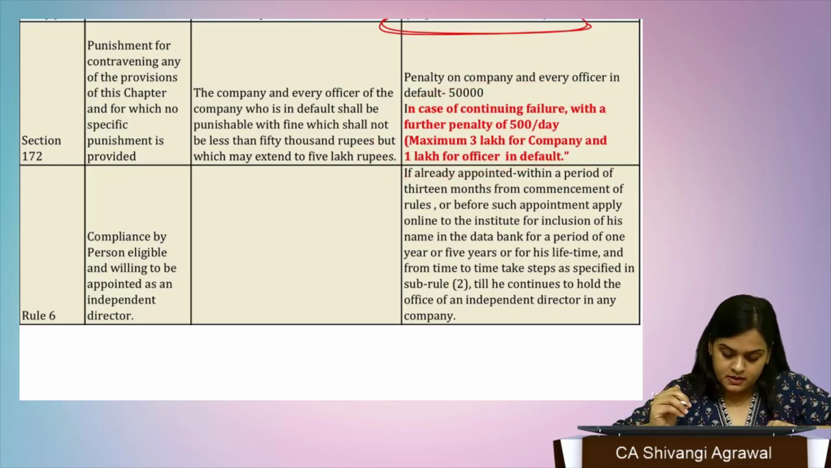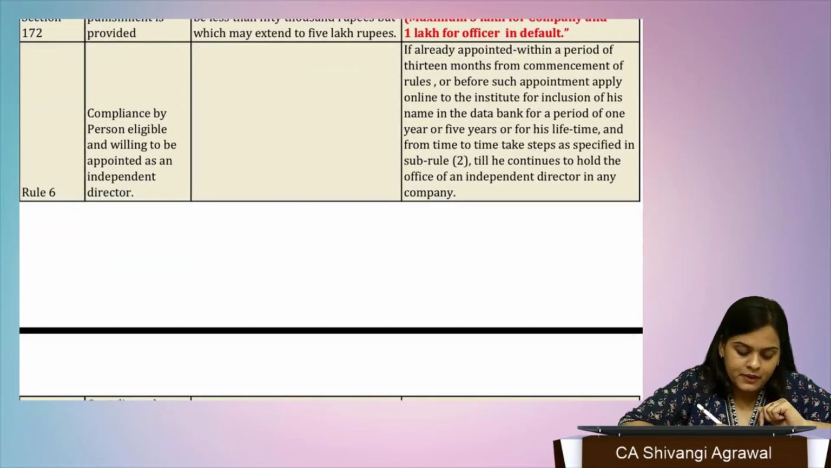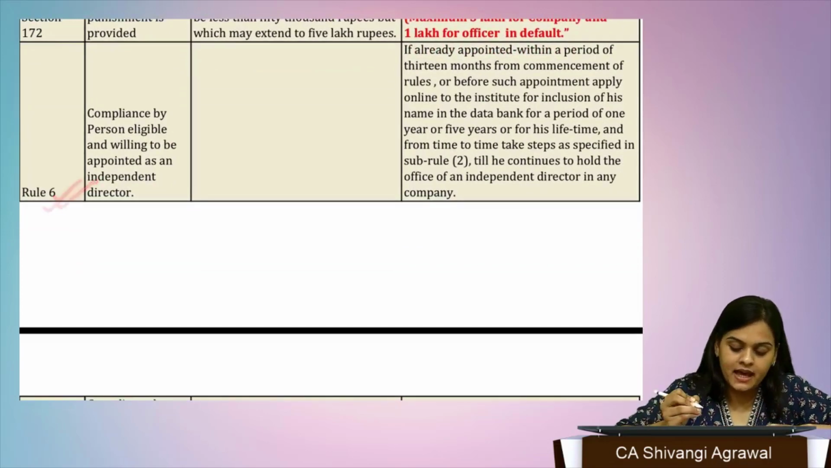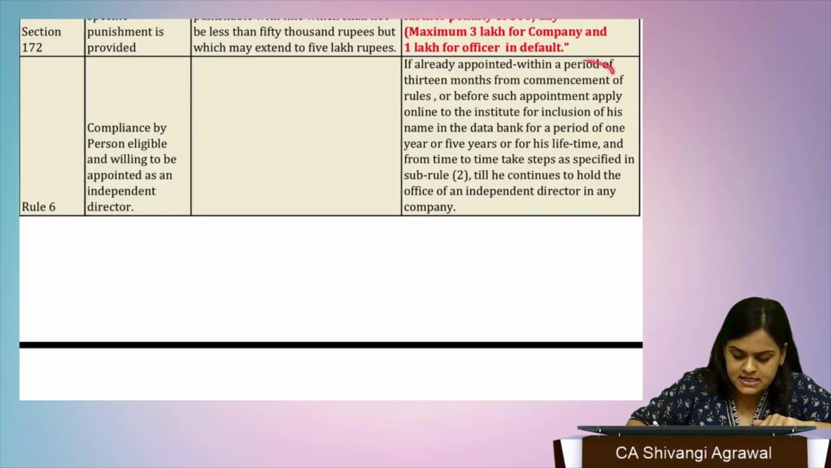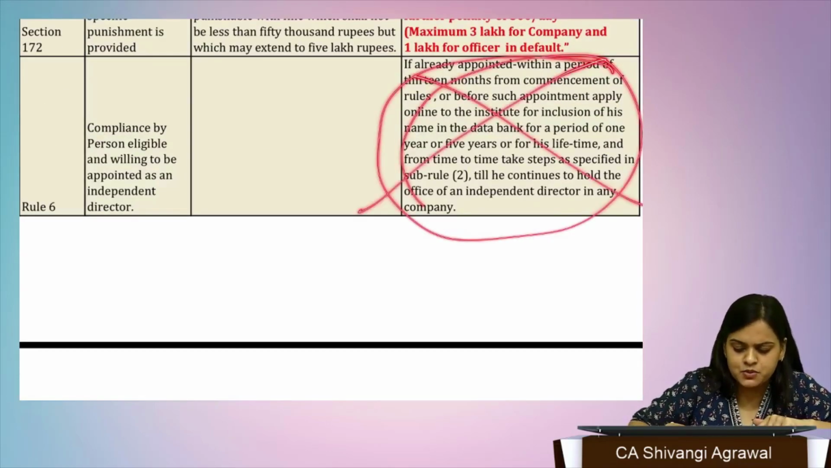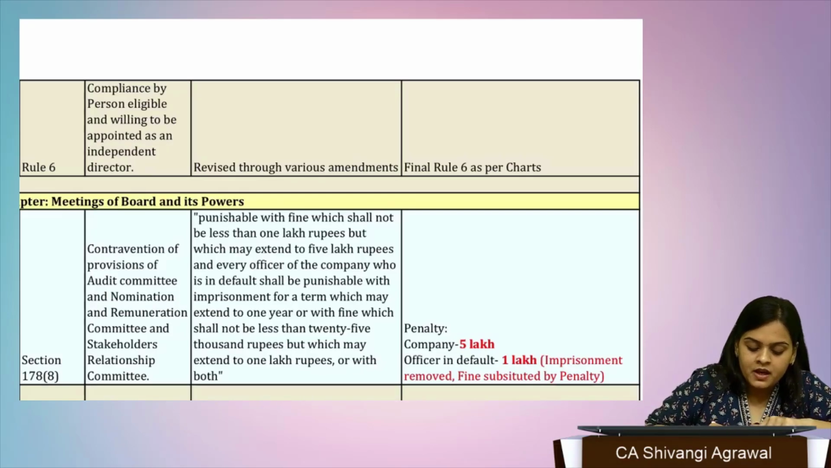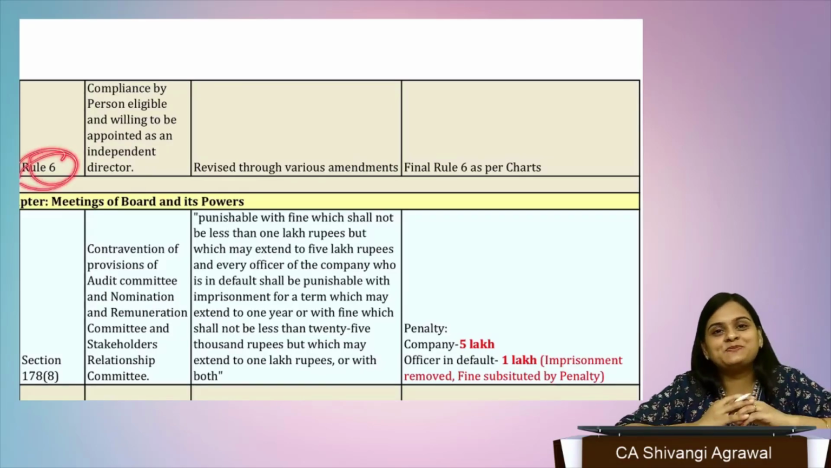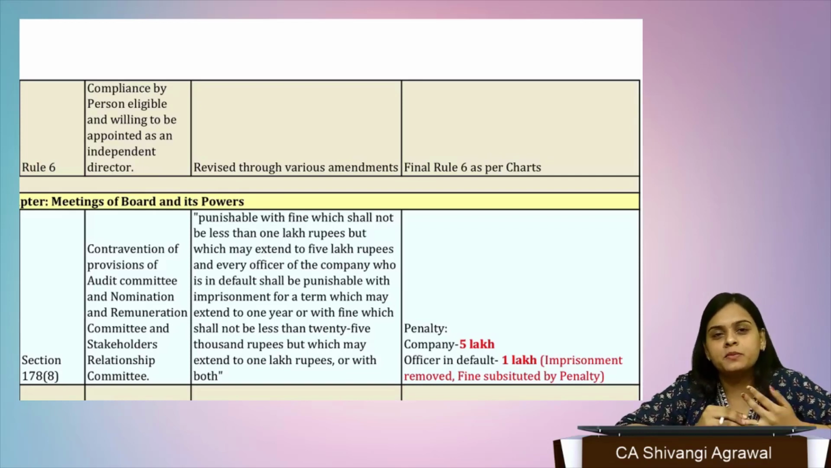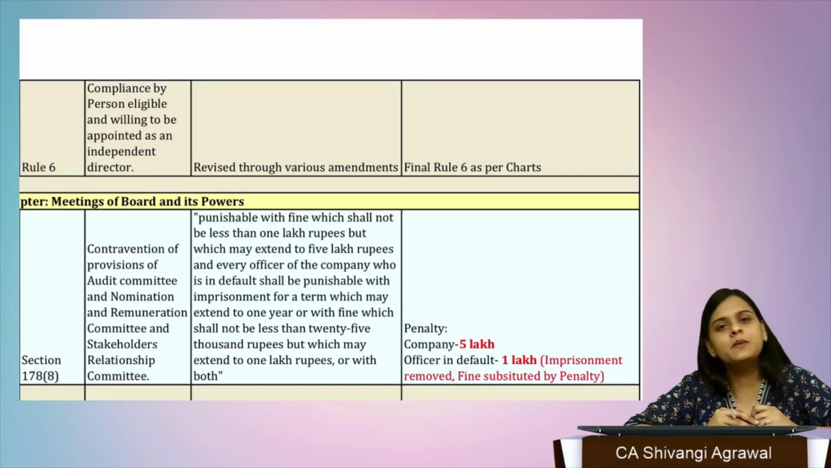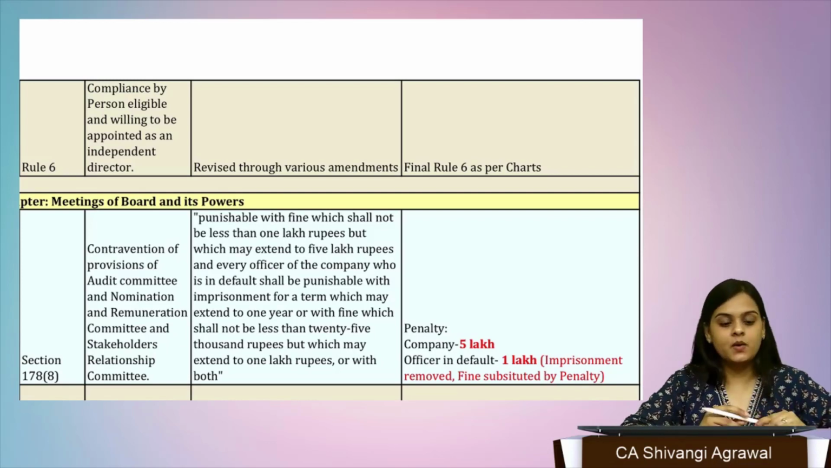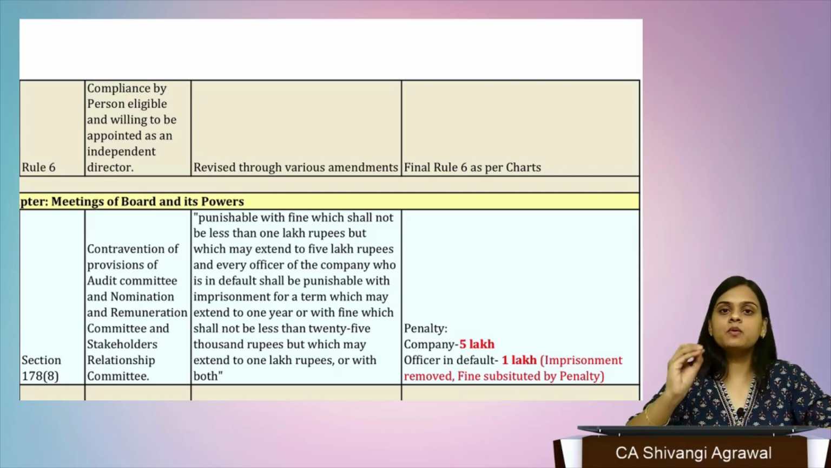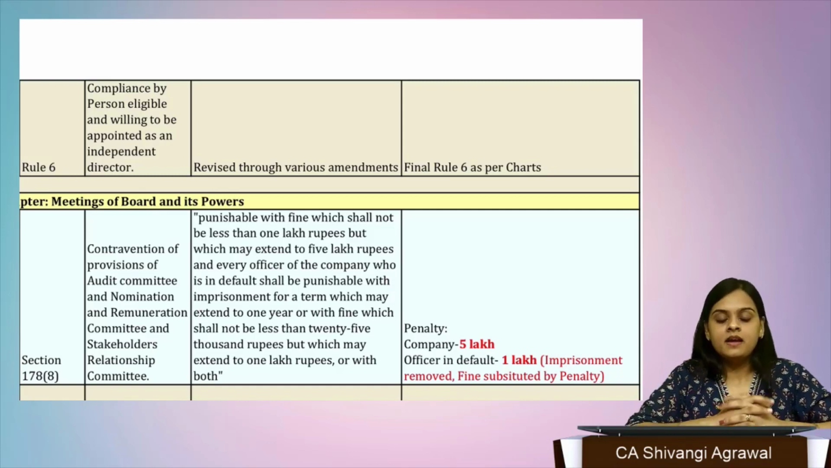Okay, now we have rule 6, and although I have written some part over here, I would insist you not to read this. It was only going to confuse you. What is rule 6 of the chapter of appointment and qualification of directors? A very important rule with respect to independent directors.